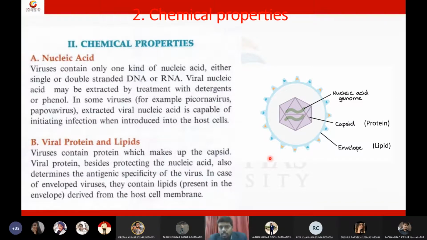So coming to the chemical properties, we have three important chemicals in the virus. One is nucleic acids, second is proteins, and third is lipids. Nucleic acids are present inside the genome of the virus. Proteins are present in the capsid of the virus, whereas lipids are present in the envelope of the virus. It's a straightforward concept. Nucleic acids can be either DNA or RNA.